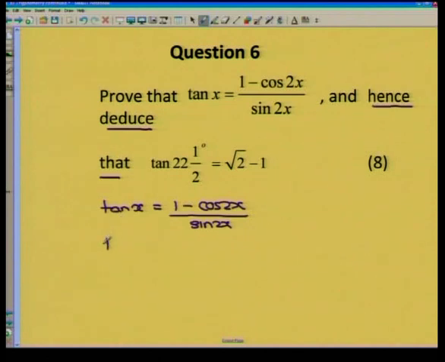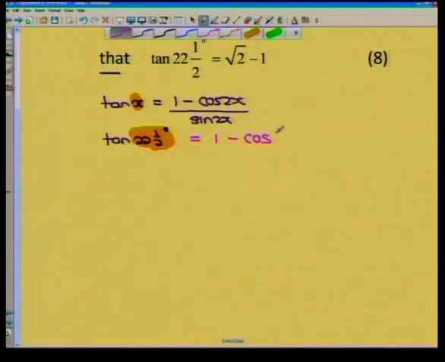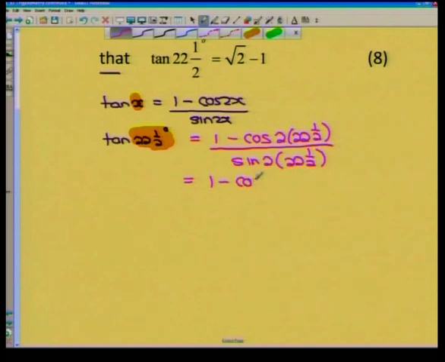And we want, hence, tan of 22.5 degrees. What are they telling me? Well, I think you can see that they're telling me that the x would have to be 22.5. So when I go over here, I'm going to go 1 minus cos, and instead of going 2x, I'm going to go 2 times 22.5 over sine 2 times 22.5, which gives me 1 minus cos 45 degrees over sine 45 degrees.